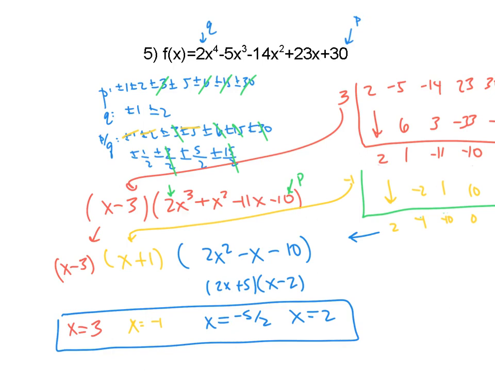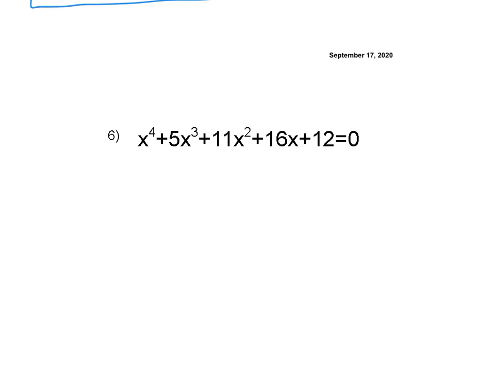We'll try one last problem. We have x to the 4th plus 5x cubed plus 11x squared plus 16x plus 12 equals 0. List my p's, which are factors of 12. I have 1, 2, 3, 4, 6, and 12. And my q's are just plus or minus 1. Well, if I take all of my p's and divide them by plus or minus 1, then my p's list is really my p's over q's list. So I have no fractional choices here.